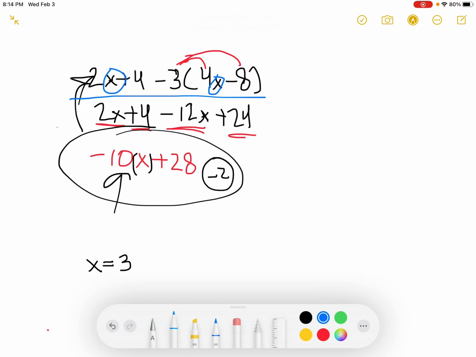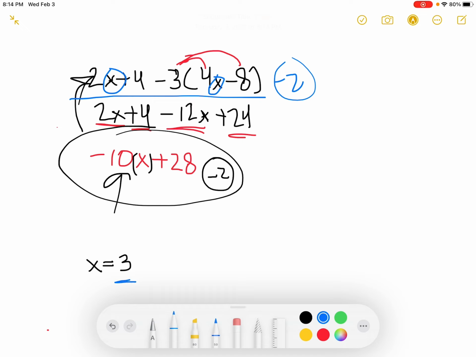minus 3 times 4 times 3 minus 8. Let me see if I did that right. Yep, and we get negative 2. So that means we simplified it right. That's a way to check your work.